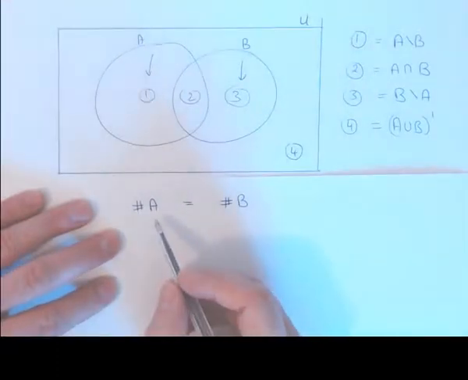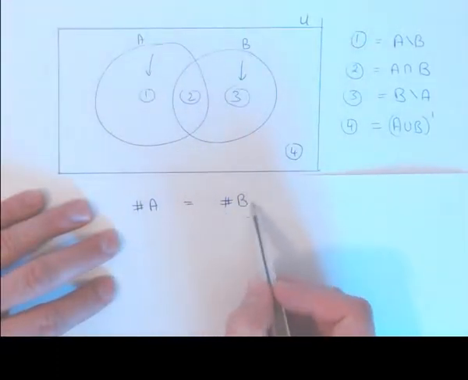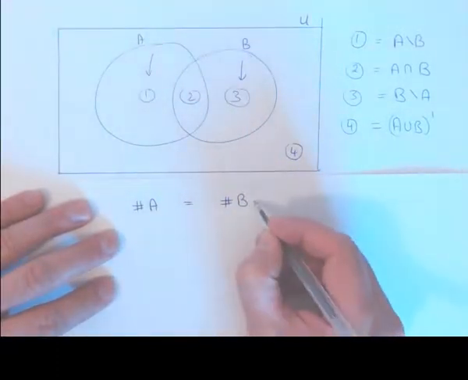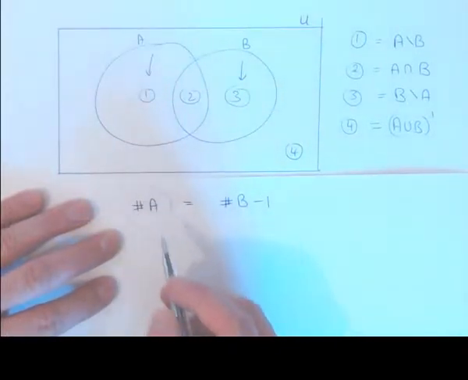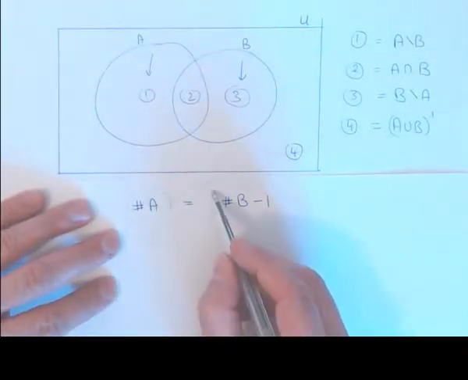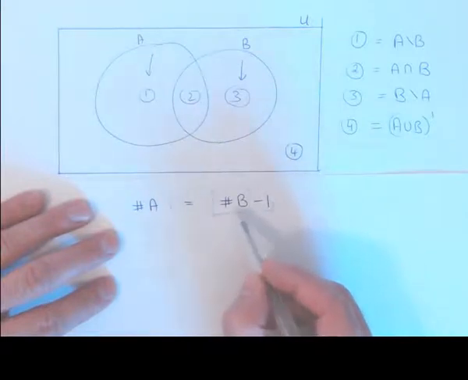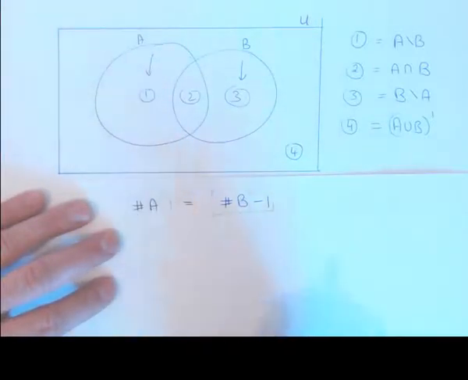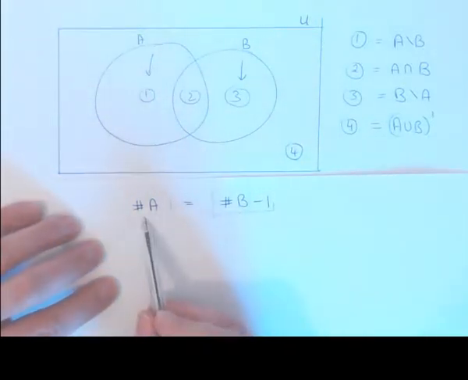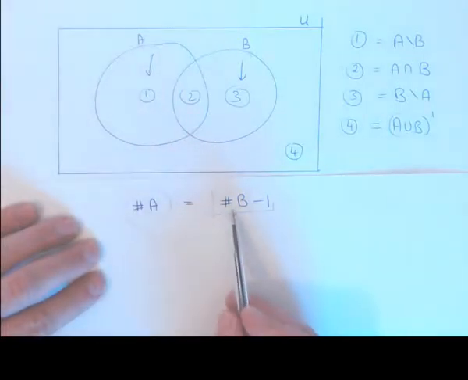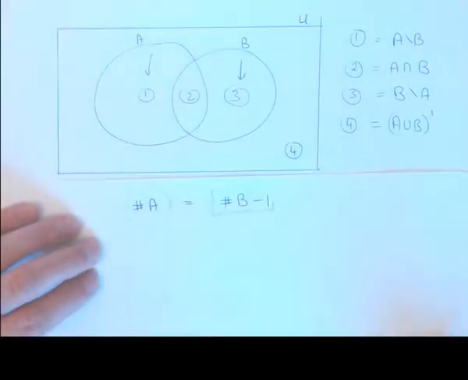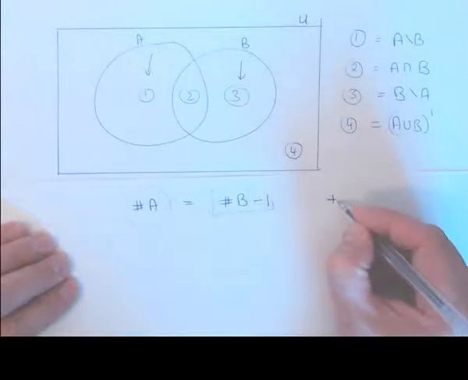Well, that would mean that whatever the number of elements in area B was, I would take away 1 to find the number of elements in area A. So if I have the number of elements in area B and I take away 1, then I can find the number of elements in area A. So we say that the number of elements in area A equals the number of elements in area B, take away 1.